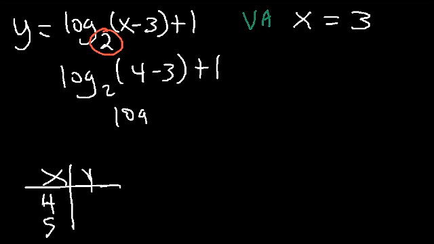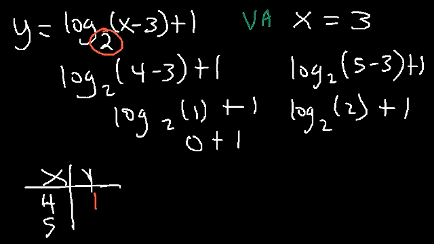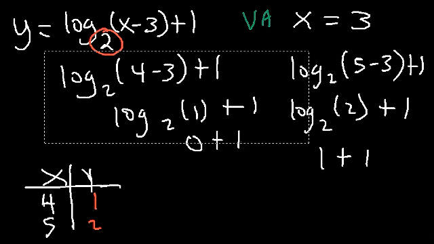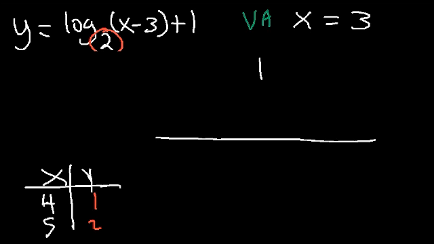Four minus 3 is 1. Log of 1 is always 0. And 0 plus 1 is 1. Now let's replace x with 5. 5 minus 3 is 2. Log base 2 of 2, because the numbers are the same, they're going to cancel. It's simply 1. So 1 plus 1 is 2. When you do it this way, typically your y values will be integers. So now we have enough information to graph the function.